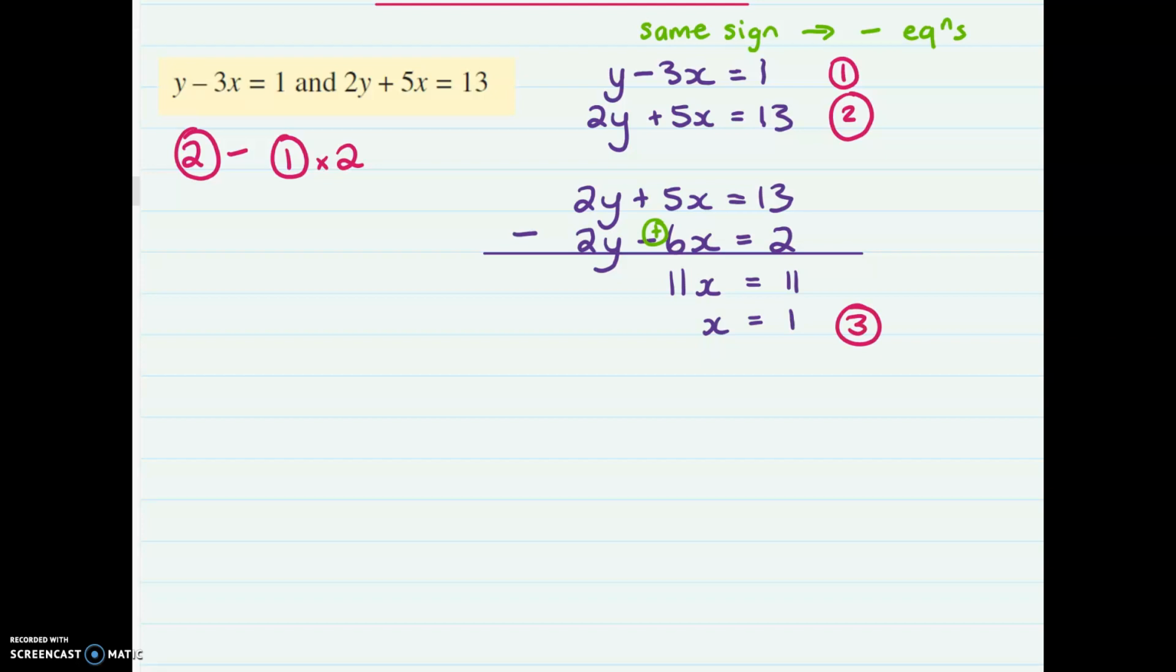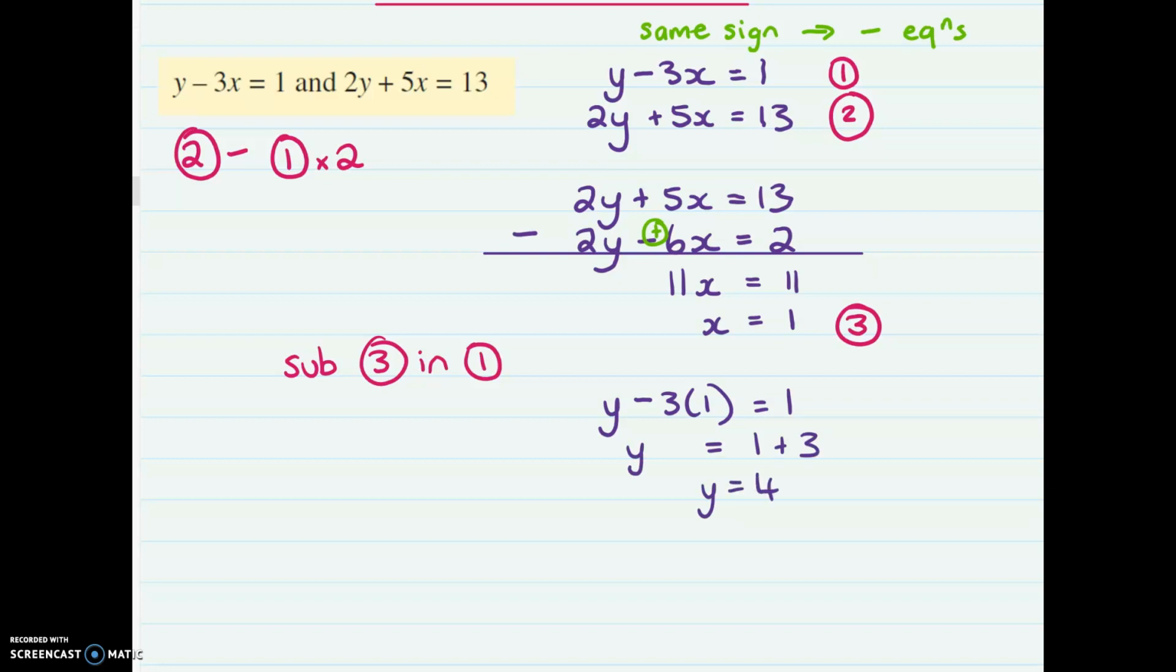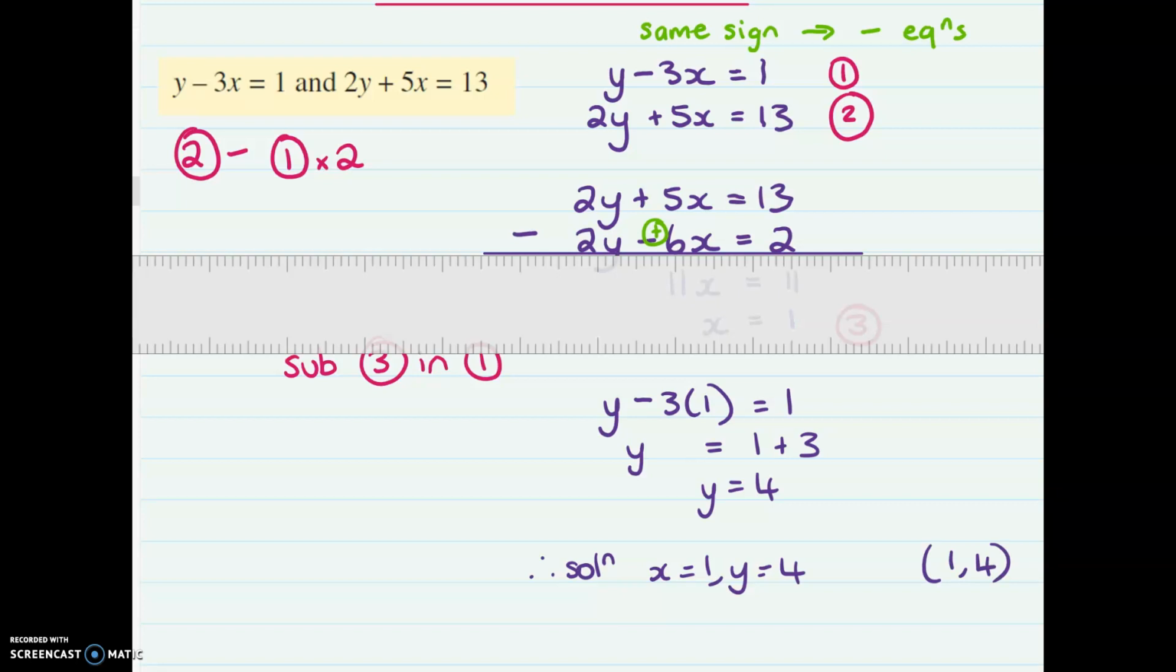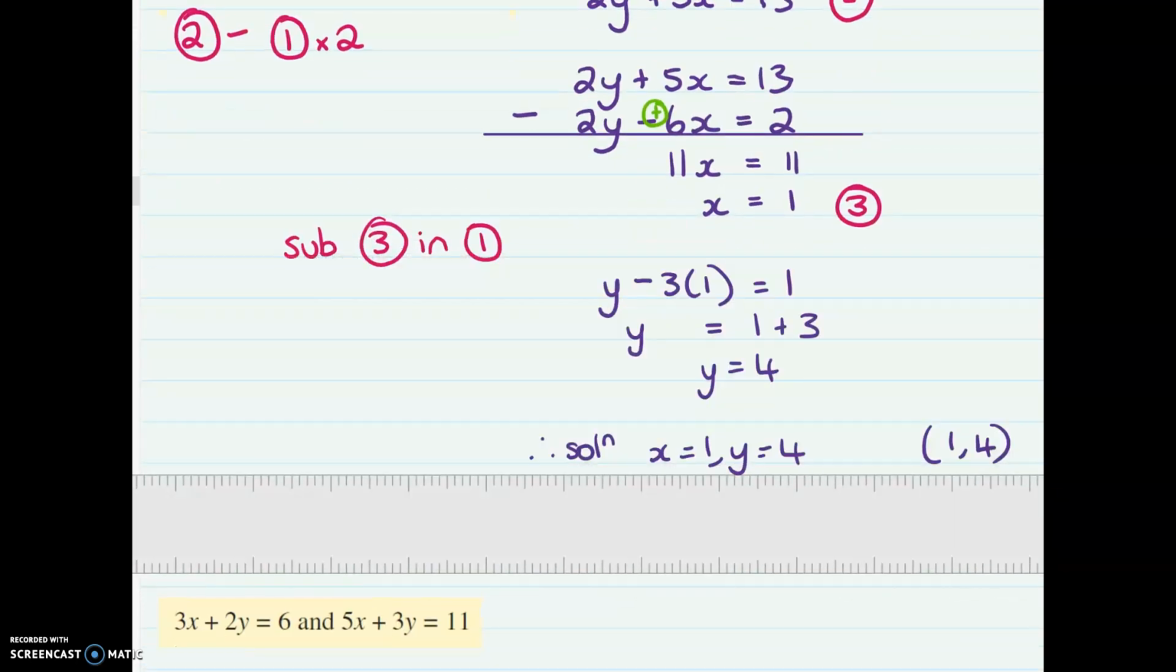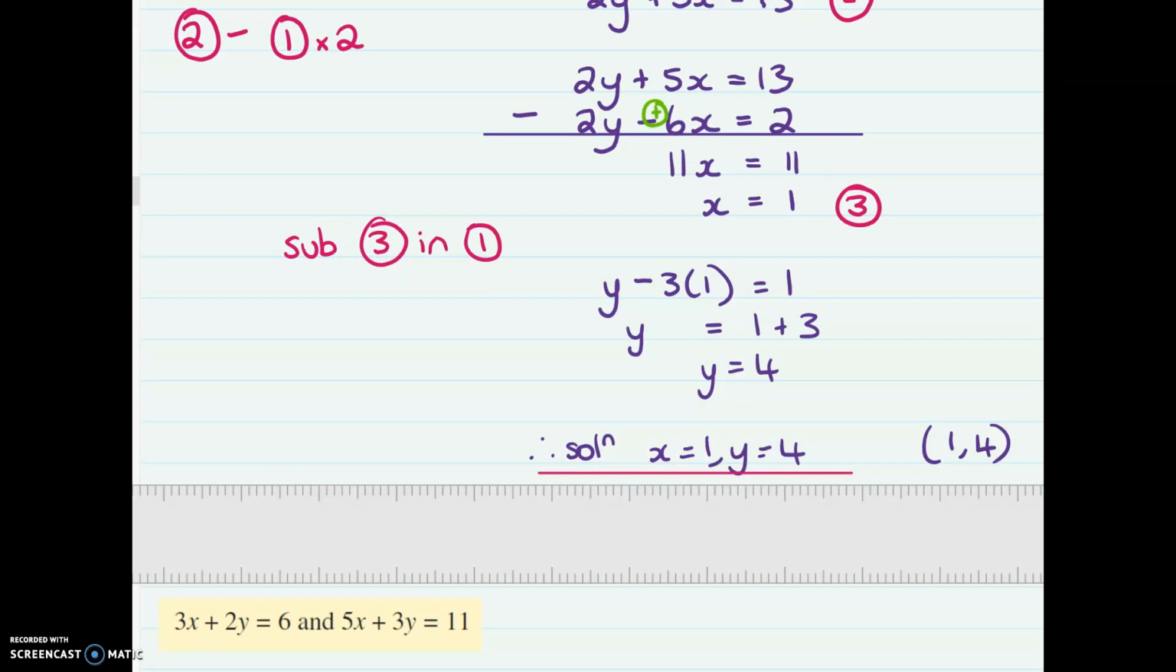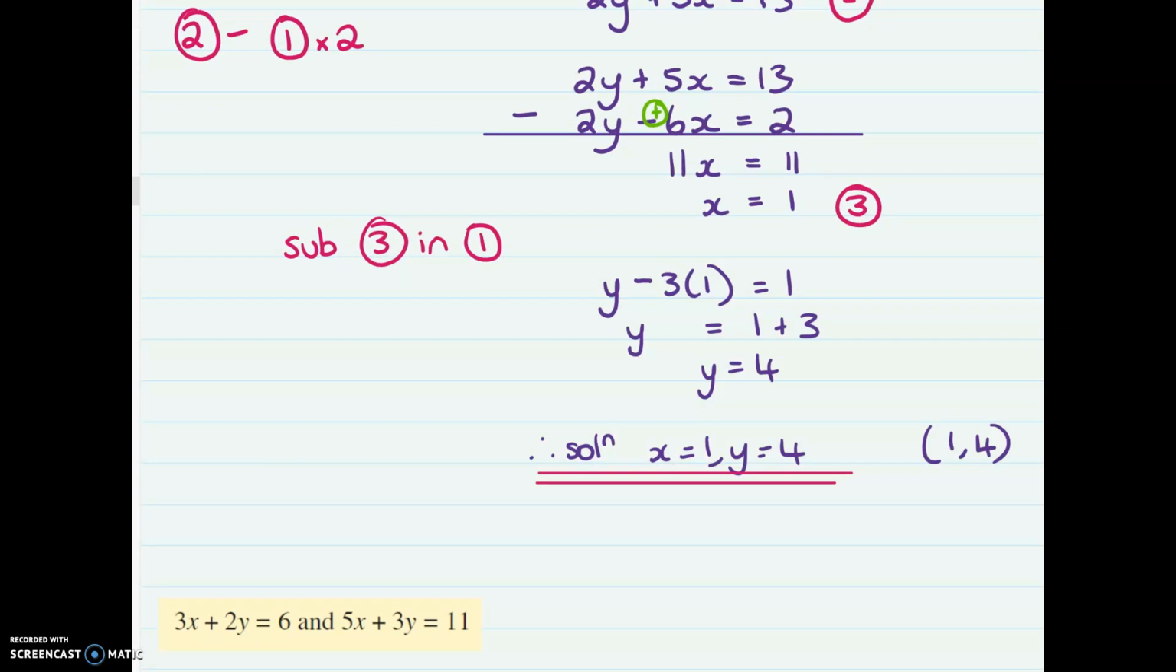You should be familiar with these steps. Sub it into either equation, doesn't matter which. Therefore, my solution, or my simultaneous solution, when x is 1, y is 4. So if I was to graph the two lines on Desmos, they would intersect at the point 1, 4. Right, so in this example, we had to change just one of the equations by multiplying it through by the same value to get the coefficients the same.